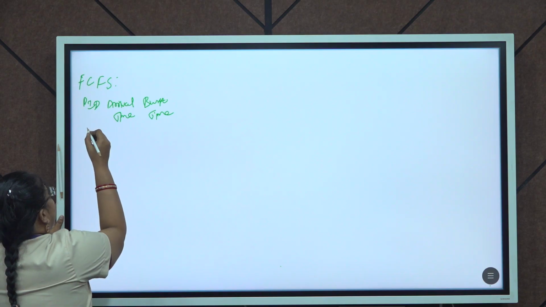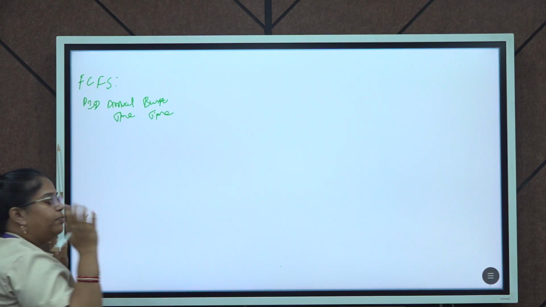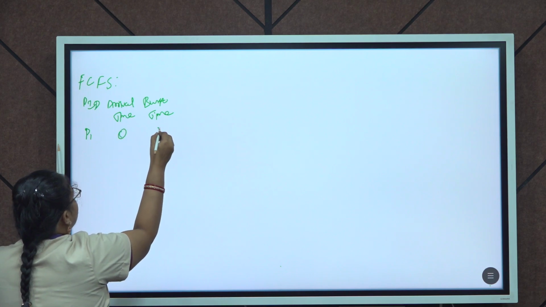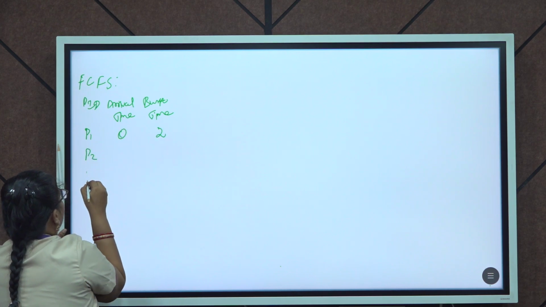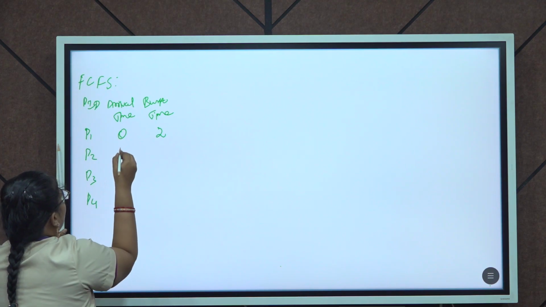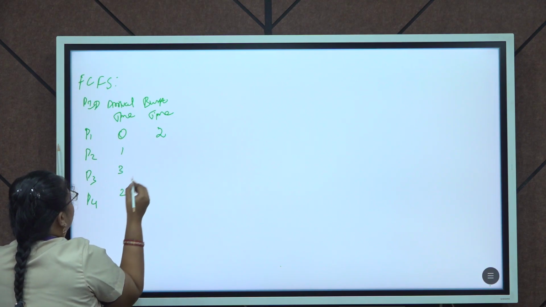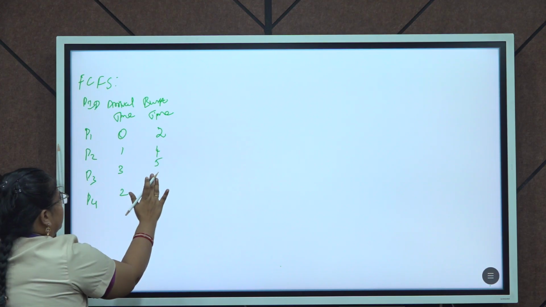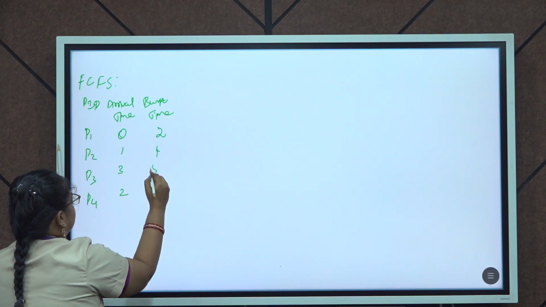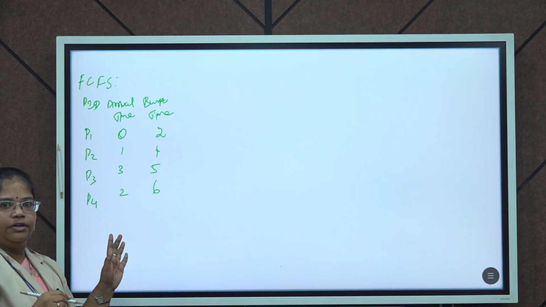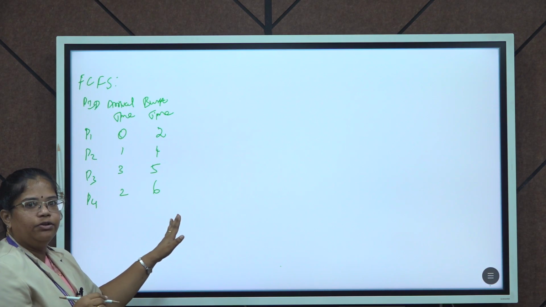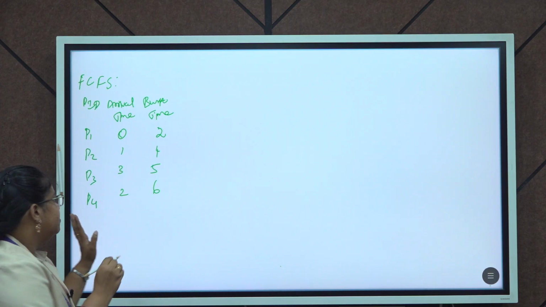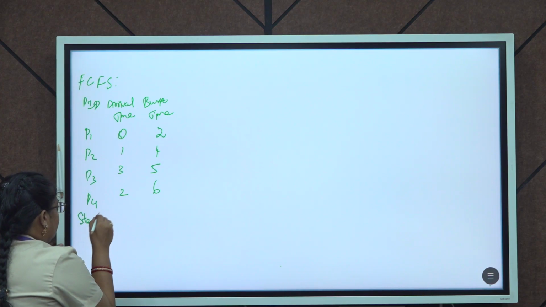Okay, this is the sum. For process ID we have four processes. P1 has arrival time 0, burst time 2. Then P2, P3, P4 with arrival times 1, 2, 3 and burst times 4, 5, 6. This is my sum. Then the next step is to calculate the waiting time and turnaround time. Starting with step 1.